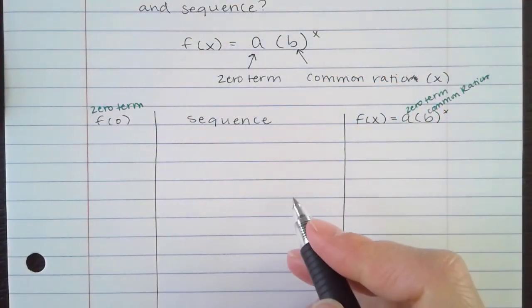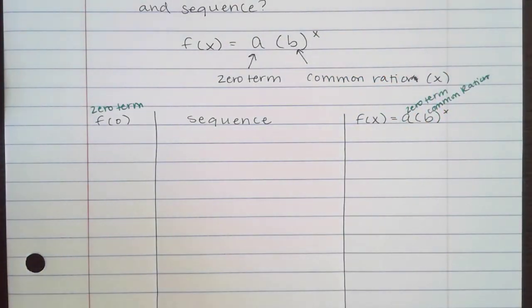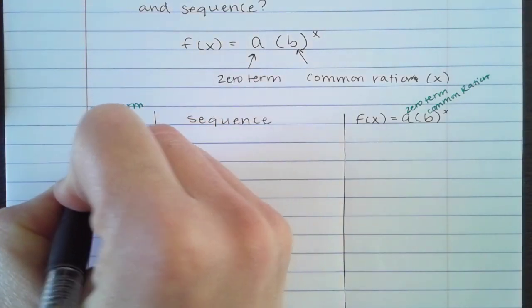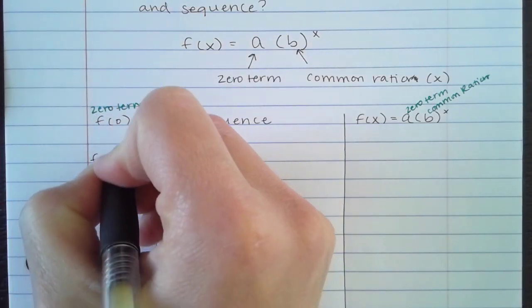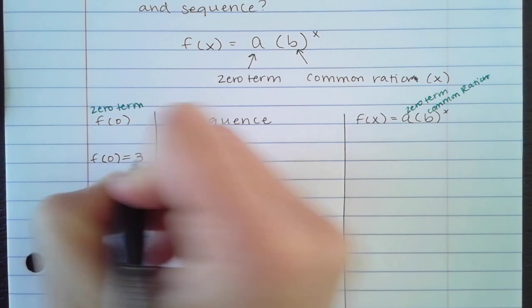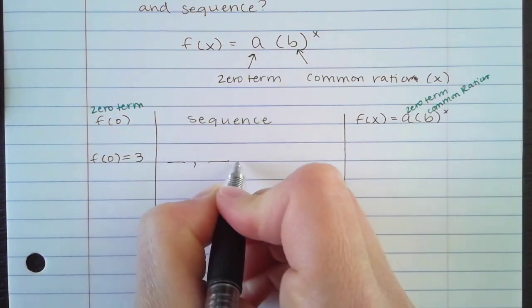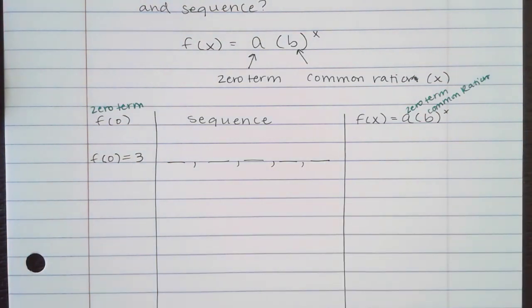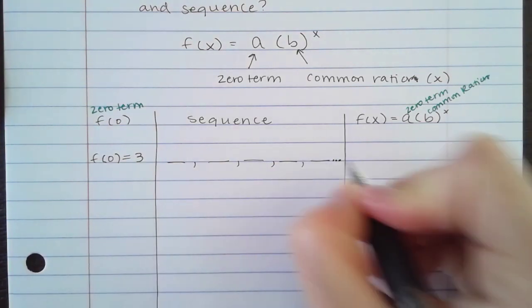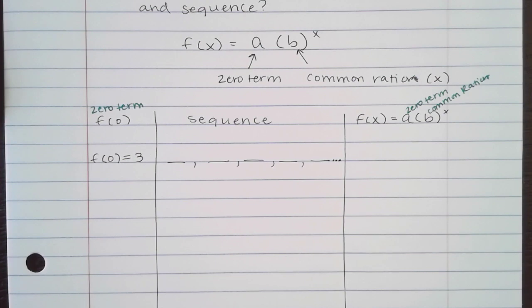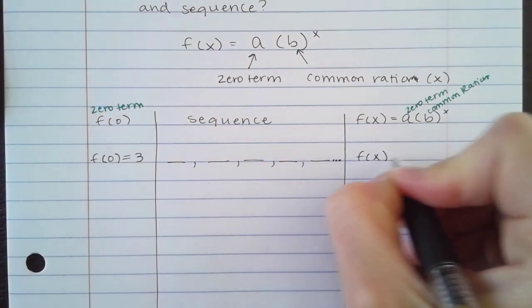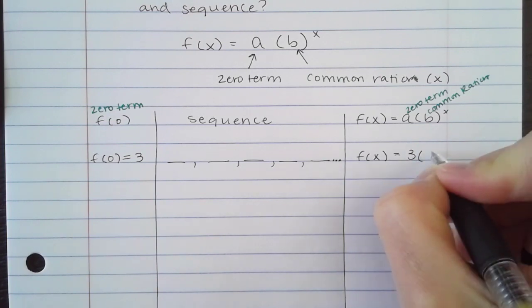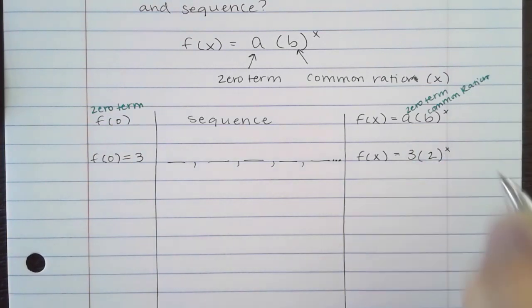But for example, online or for a problem, you might see something that looks like this. Here it is. It gives you that your zero term is 3. It wants you to fill out the sequence, let's say the first 5 numbers, that keeps going obviously, but only the first 5. And it's going to give you the function, the actual equation, how it's written.